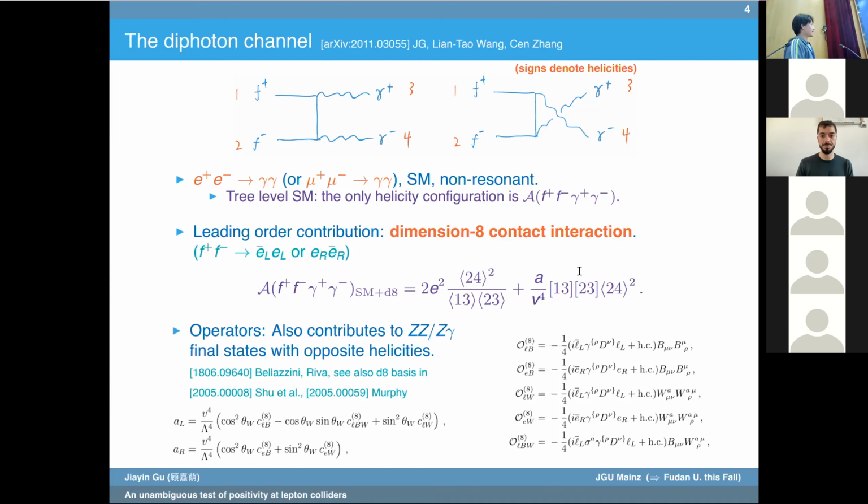So if you are an amplitude person, this is really all you need. This is your operator, and this is your Wilson coefficient. But we can also map them to the more conventional operators. Those also contribute to the ZZ and Z gamma final states. For instance, they were written down in this study here, and also in the complete dimension 8 basis in these papers here. So for instance, we can write down 5 operators like this, and the connection between these and the AL and AR are straightforward. So for the rest of my talk, I won't show these operators again. I just focus on AL and AR.